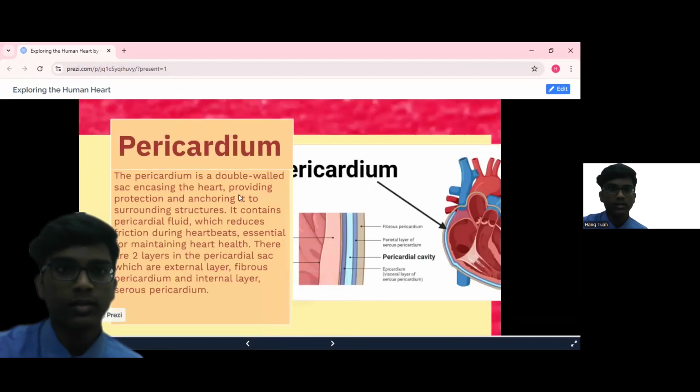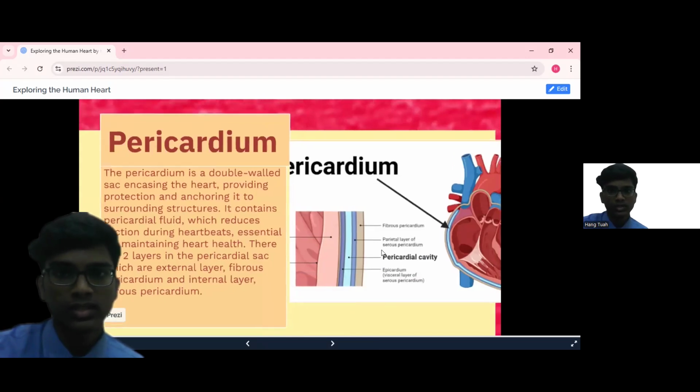The pericardium is a double-walled sac encasing the heart, providing protection and anchoring it to the surrounding structures. It contains pericardial fluid, which reduces friction during heartbeats, essential for maintaining heart health. There are two layers of the pericardial sac, which are the external layer, fibrous pericardium, and the internal layer, serous pericardium.